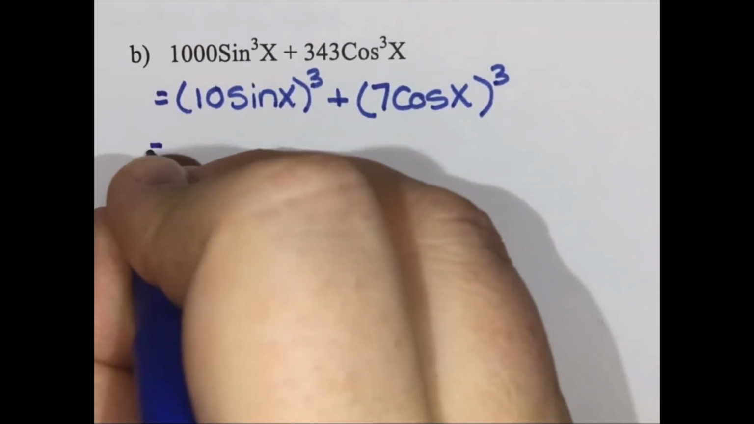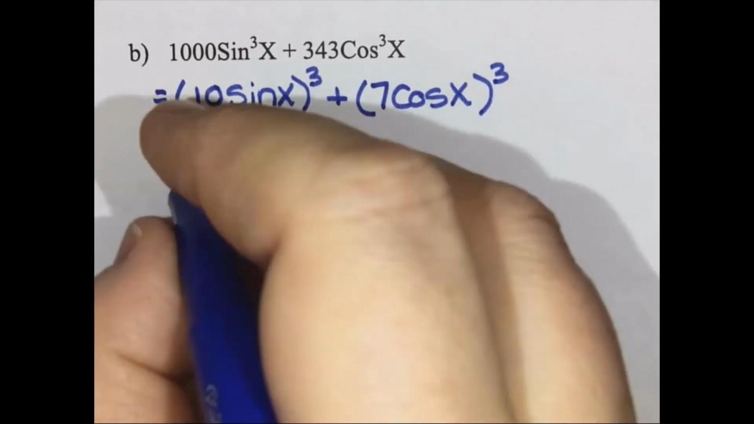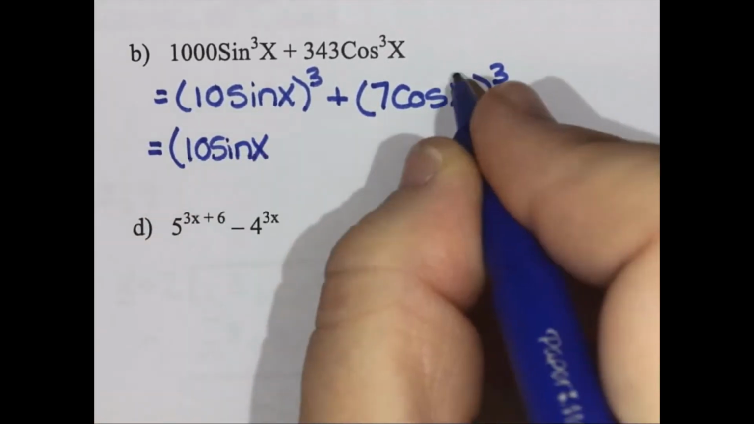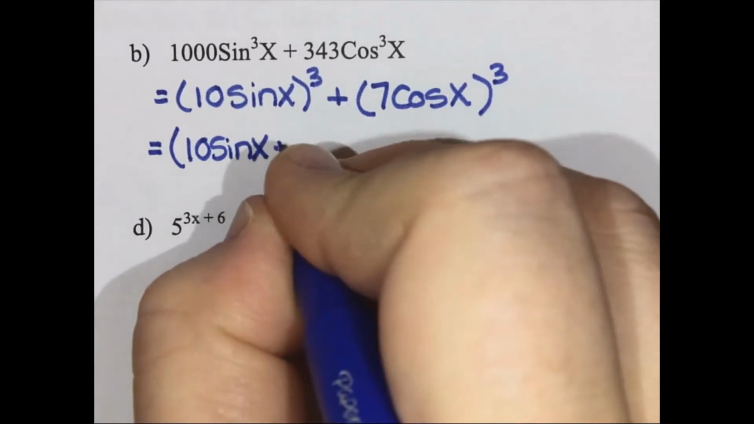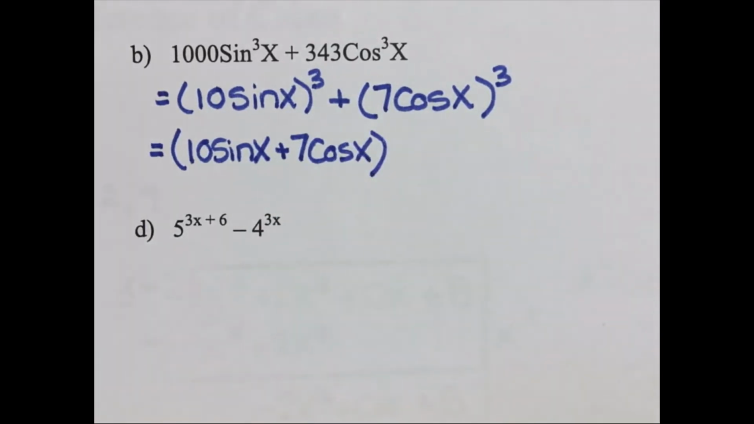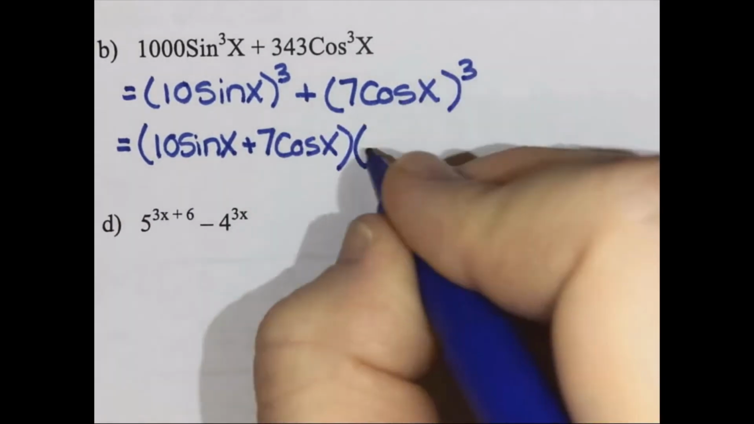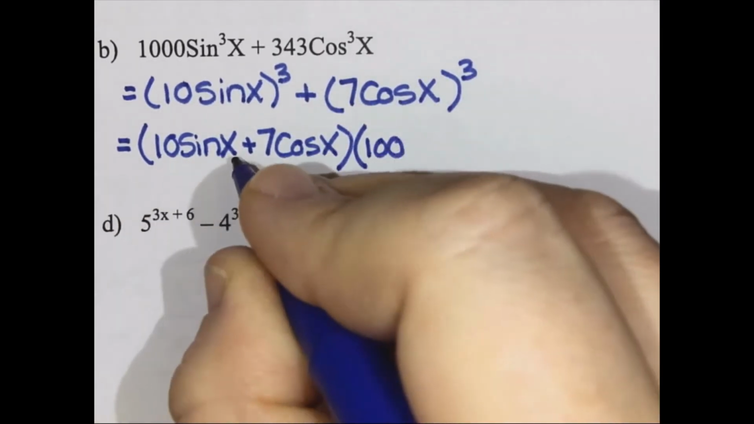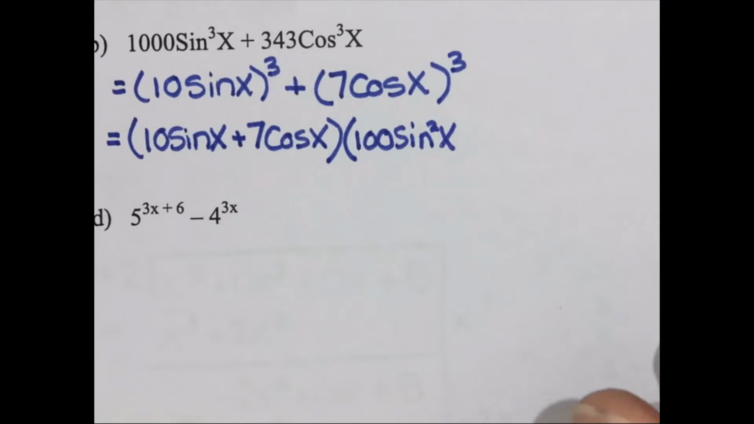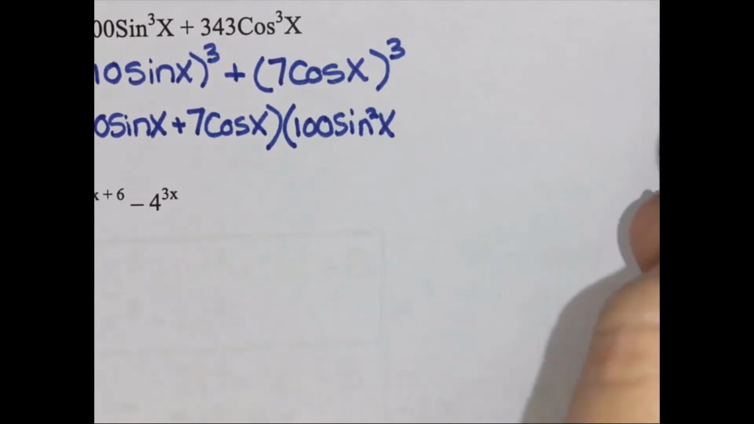Okay, so I'm going to have to watch, sines and coses take up a lot of extra space. So I'm going to take the cube root of this first term, which is just 10 sine x. And then I'm going to take the cube root of this second one, which is just 7 cos x. Okay, in the second bracket, I square the first term. So 10 squared is 100. Sine x squared is sine squared x.